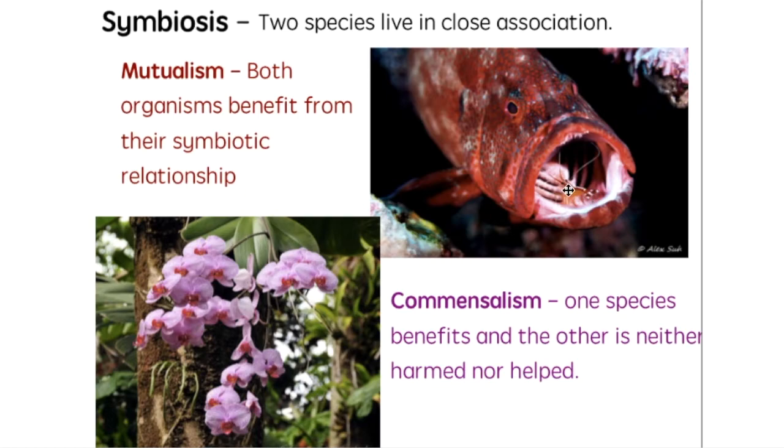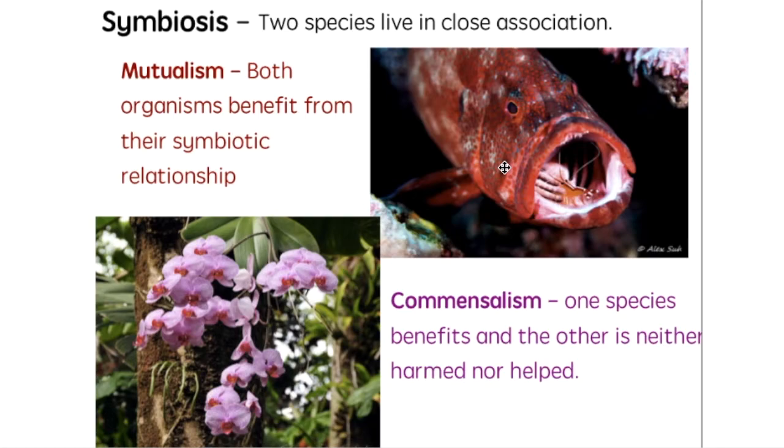So this example with the shrimp in the mouth of this fish, the fish is an herbivore. It doesn't eat that type of shrimp for its food. The shrimp eats the algae and the bacteria and little bits of other things that might be in the fish's mouth. It's kind of like a dentist. The fish gets clean teeth and the shrimp gets a meal.